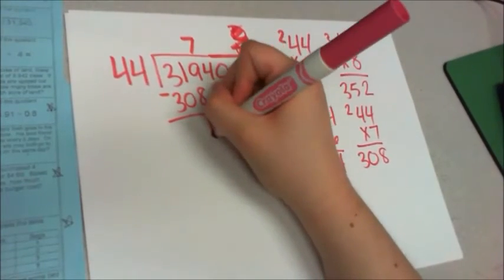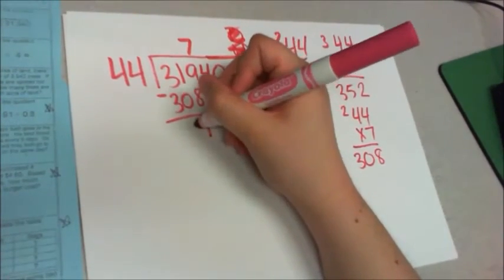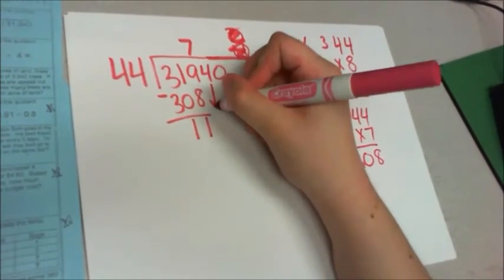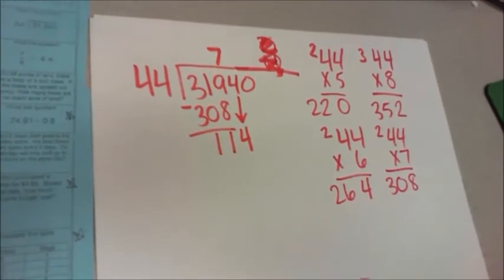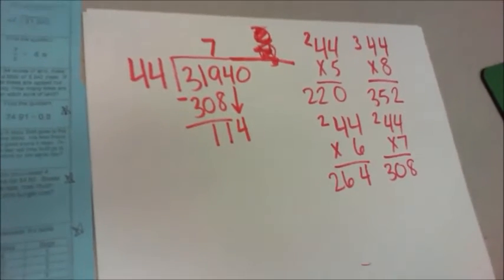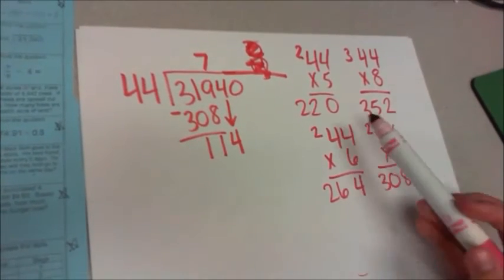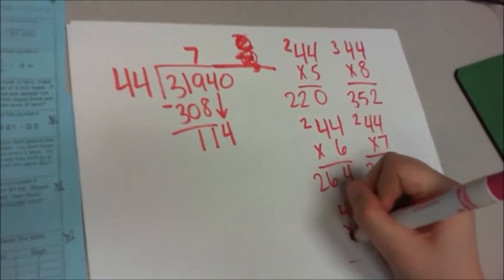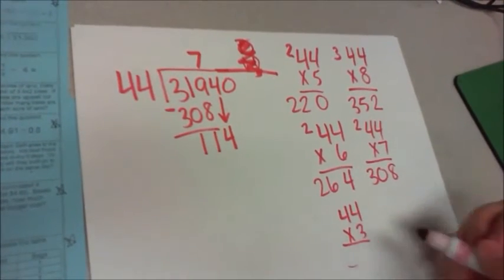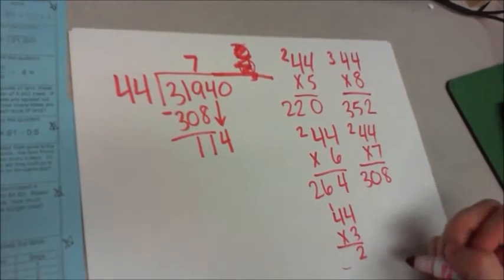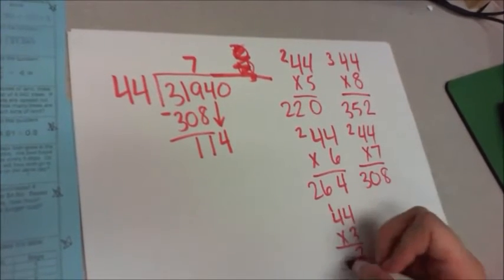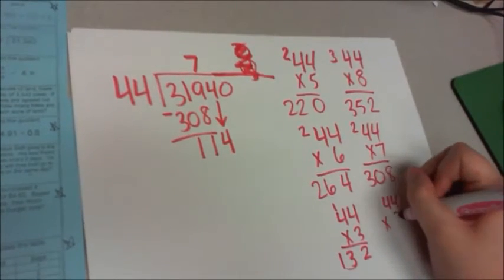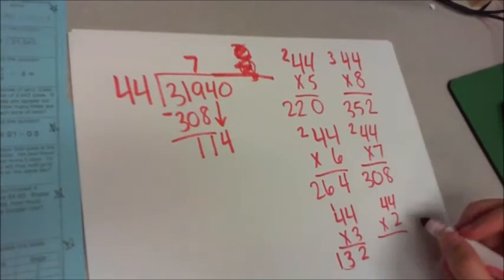9 minus 8 is 1. 1 minus 0 is 1. 3 minus 3 is 0. Bring down the 4. So now we need to see how many times 44 can go into 114. Well, 5 is what we've tried before, so let's try something smaller. Let's try 3. 3 times 4 is 12. Carry the 1. 3 times 4 is 12. Plus 1 is 13. That's too much, which means it's going to have to be 44 times 2.